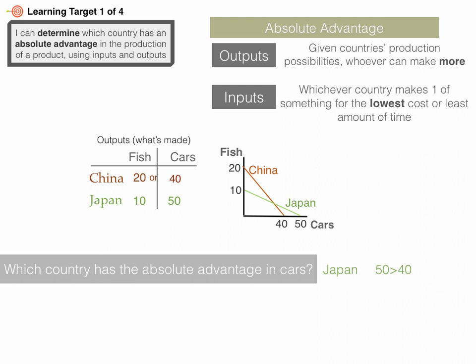Now, if those numbers were inputs, say it took China 20 minutes to make one fish and 40 minutes to make one car. It took Japan 10 minutes to make one fish and 50 minutes to make one car. Here, who would have the absolute advantage in fish? It'd be Japan. Who would have the absolute advantage in cars? It'd be China, just the opposite. So keep your eye out for that.